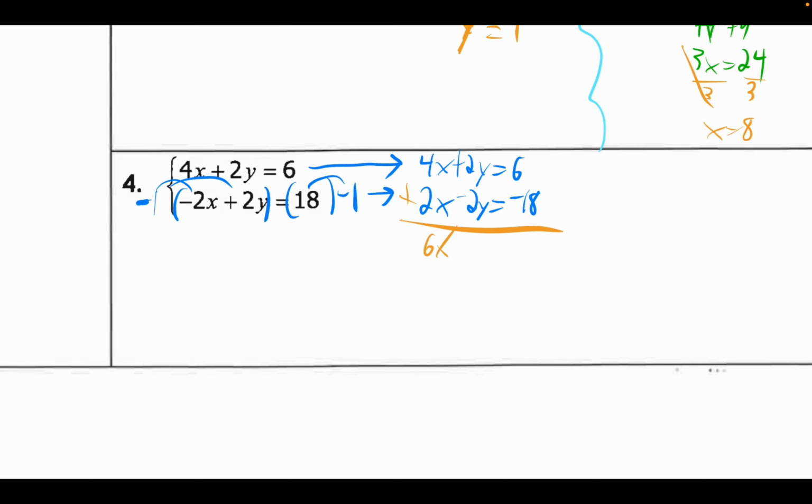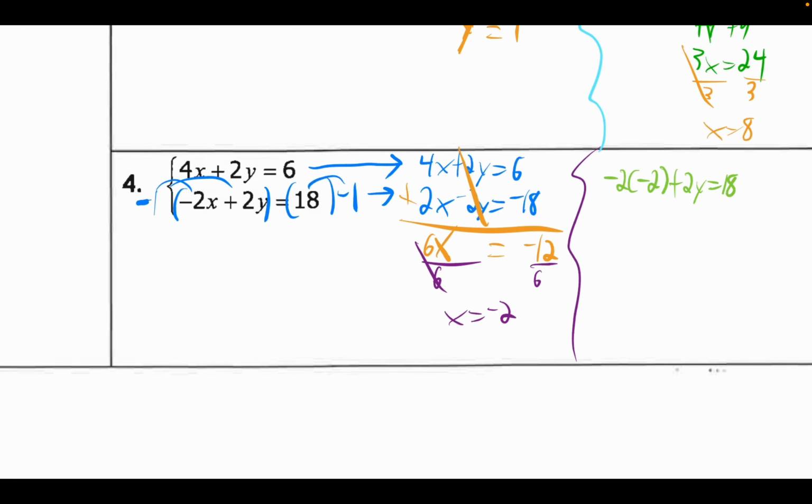And so I get 6x, the y's eliminate, and I end up getting -12. Divide by 6, x equals -2. Now I can plug this back into either of the original two equations. I'm going to pick the bottom one because the coefficients of x and y are smaller, but so I'm going to multiply -2 times -2 and get 4.